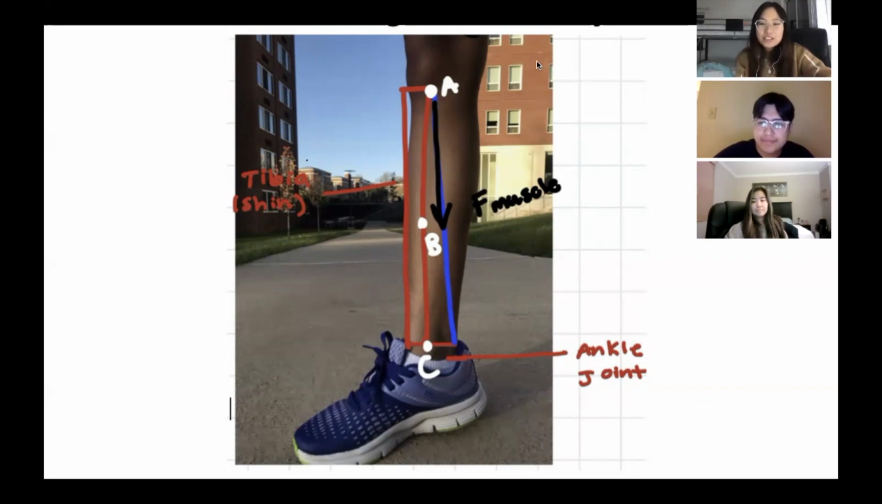We need to find the internal load forces. Internal loads are the internal applied force as a result of other external forces. We study this because it helps us explain mechanisms of injuries, which in this case is the athlete's shin splints. Let's begin with the diagram that I have here with A, B, and C marked with the tibia, the force of muscle, and the ankle joint.